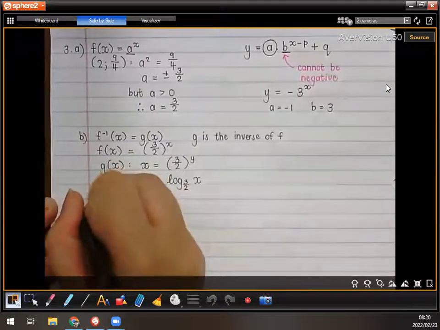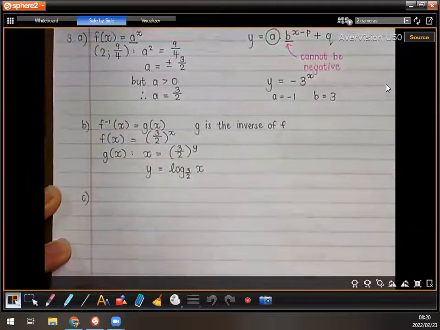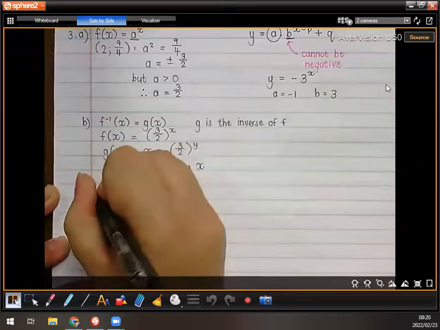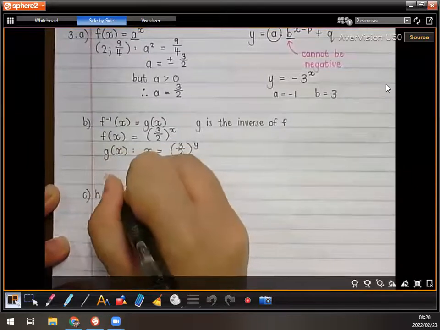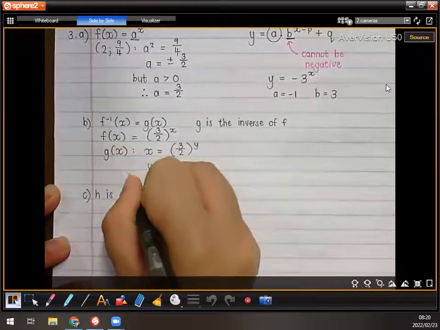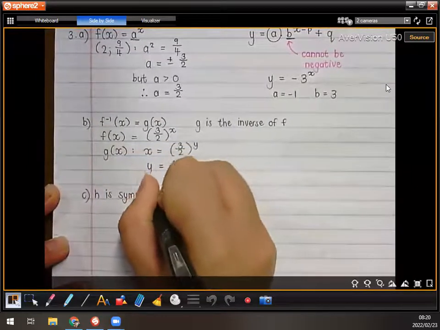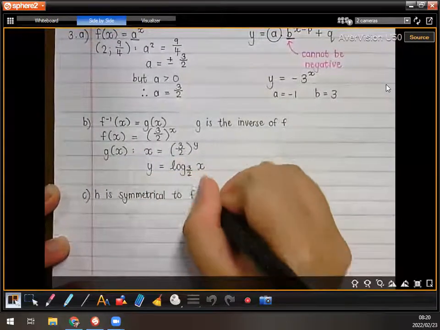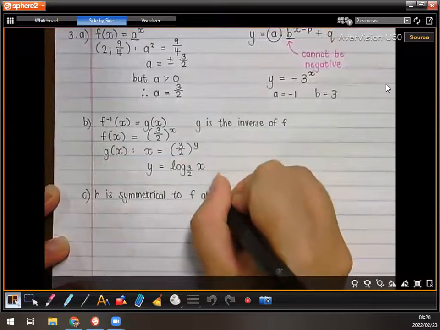Okay, C. Determine the equation defining h, if h is symmetrical to f above the y-axis.